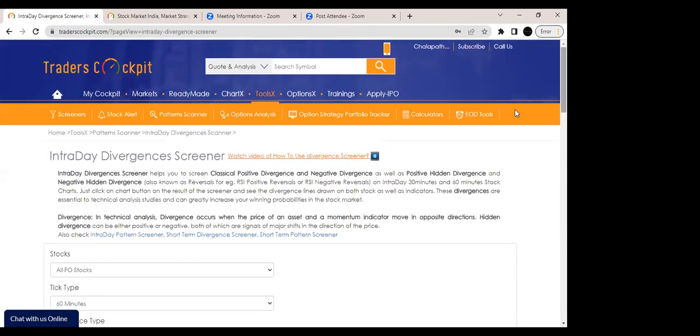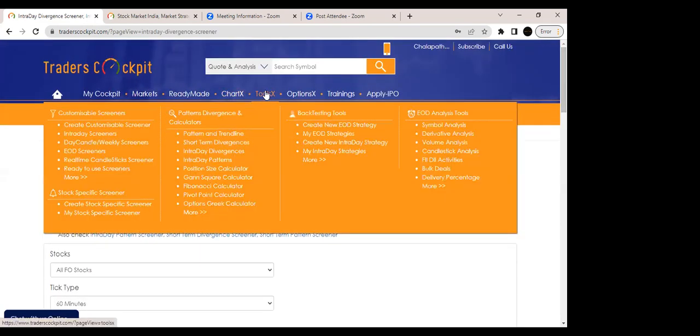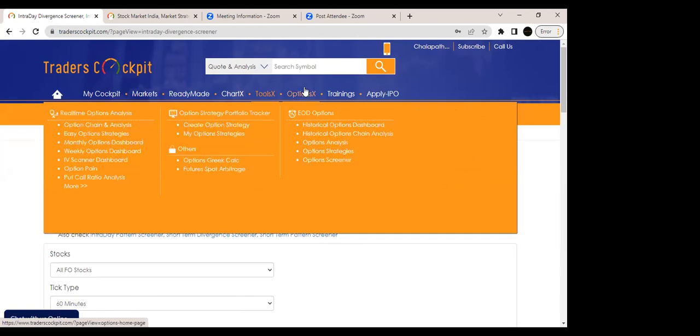So this is all about the divergence trading setup. Now we have discussed till now 5 trading setups which work too good in the market. And someone who wants to learn more, let's say for example, someone wants to deal with option tools, option analysis, option strategies. They want to do those things also.